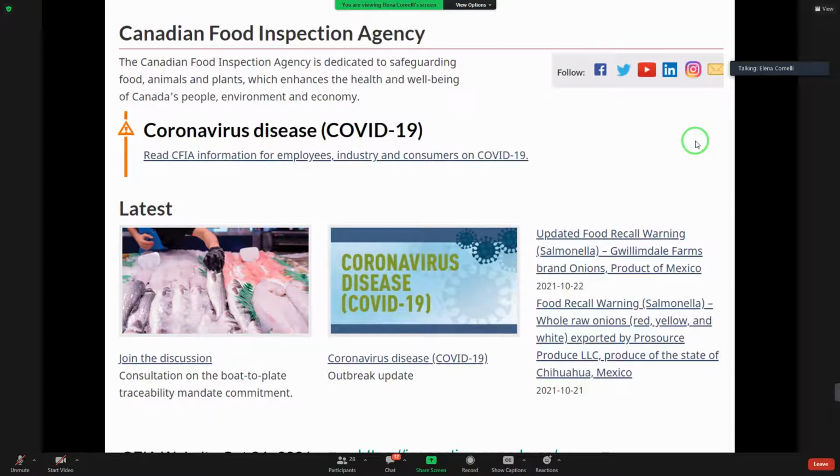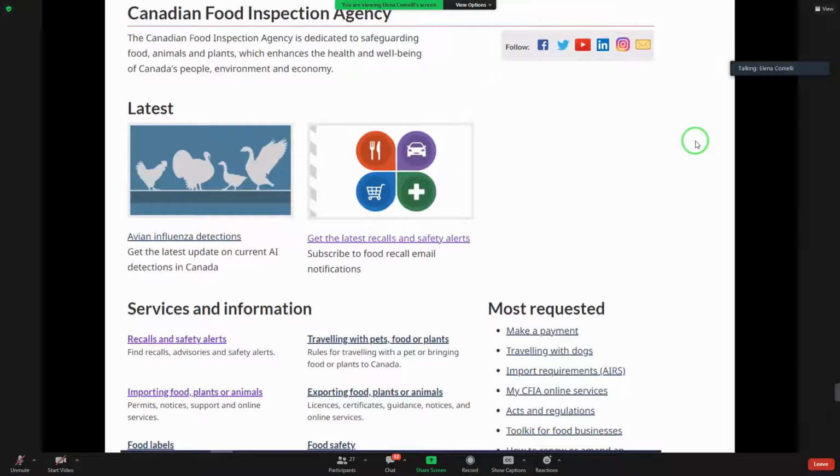So if you go to the Canadian Food Inspection Agency website, which I put the link to here at the bottom of the slide, you can look in real time at what's going on currently in Canada. This is a picture from the homepage of that website last year around this time. Obviously there was the coronavirus outbreak update, and then there was a list of the current food recalls that were going on at the time.